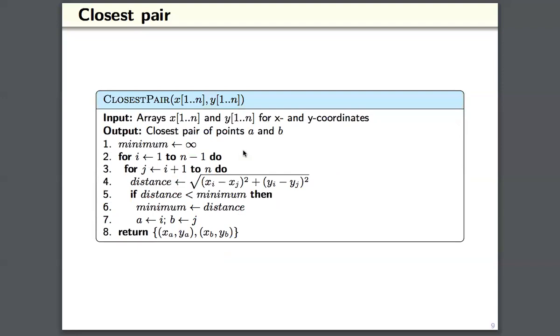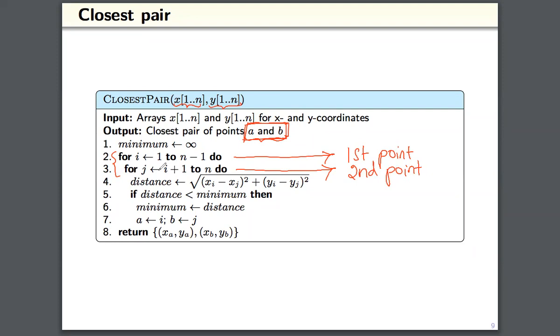Okay, so let's directly go to the code. Closest pair: you're given the x coordinates and the y coordinates, n x coordinates, n y coordinates. You want to find the closest pair of points A and B. You can also give the distance, but we are specifically finding the pair itself. Minimum is infinity. Then you have two for loops, one for the first point, second for the second point.